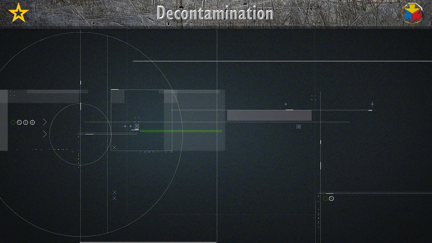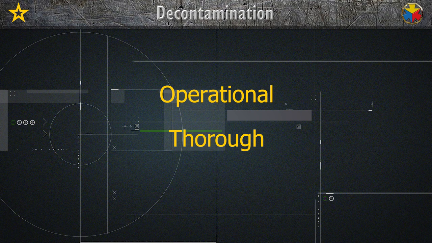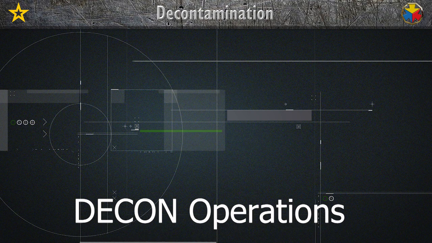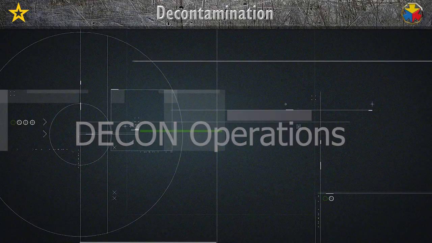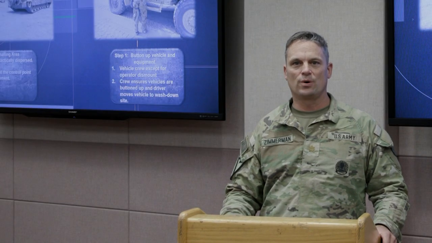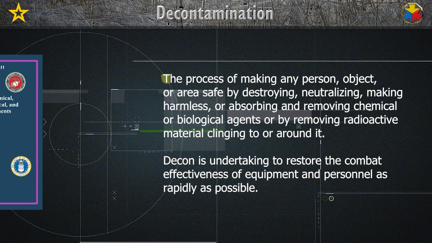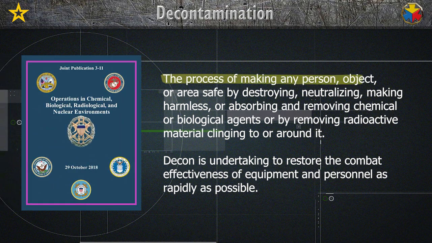Today, we will be discussing operational, thorough, and patient decontamination, also referred to as decon operations. The purpose of decon, as stated in Joint Publication 3-11, is the process of making any person, object, or area safe by destroying, neutralizing, making harmless, or absorbing and removing chemical or biological agents, or by removing radioactive material clinging to or around it. Decon is undertaken to restore combat effectiveness of equipment and personnel as rapidly as possible.